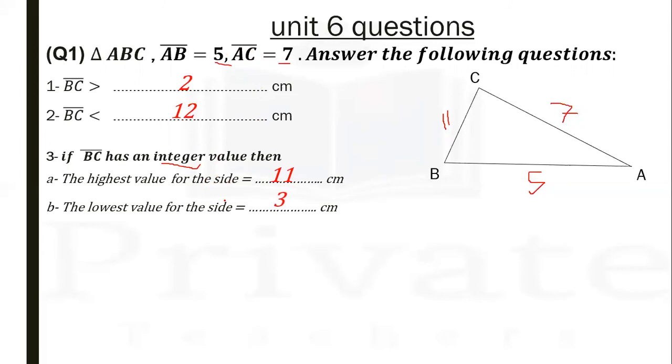So the range of the possible values is between 3 and 11. 3 because the difference between them is 2, so we start from 3, and the sum of them is 12, so we stop at 11.